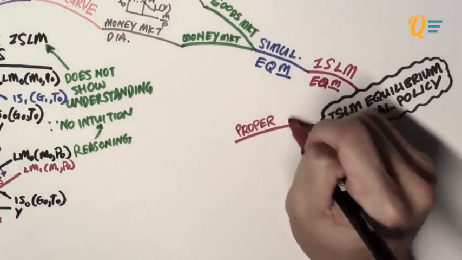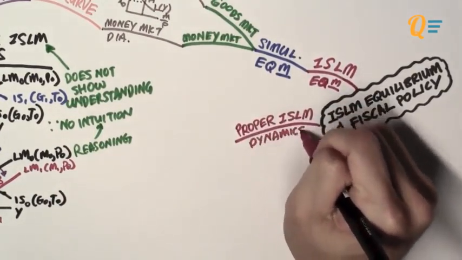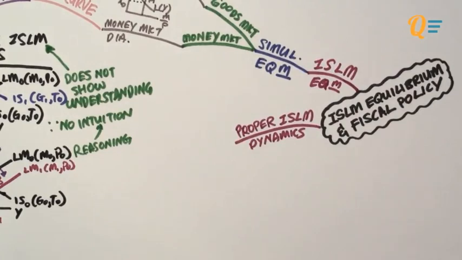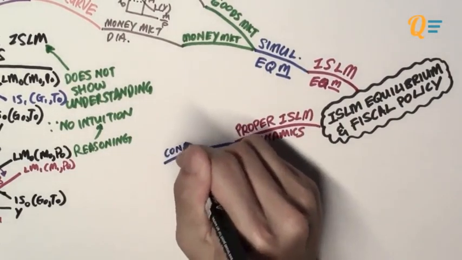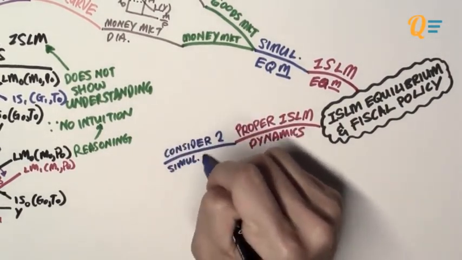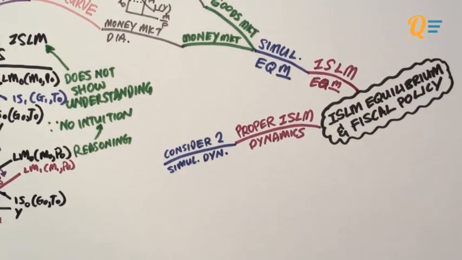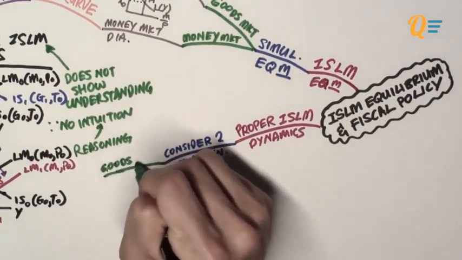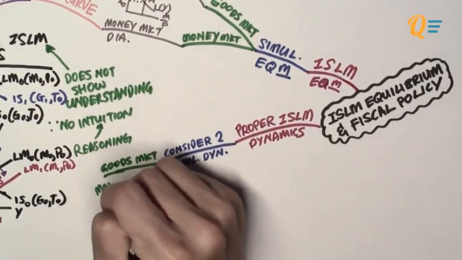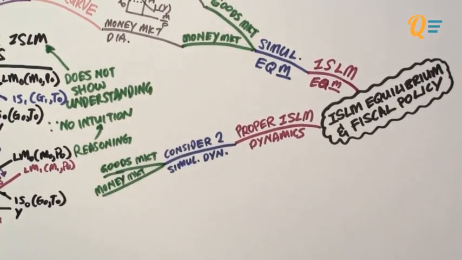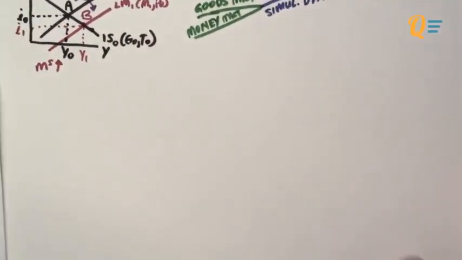So what we're going to go through now is the proper ISLM dynamics. In order to make sure you have proper analysis of the dynamics, you have to consider two simultaneous dynamics at the same time. The dynamics that are happening are in the goods market as well as your money market. So you need to consider these two markets when you're talking about how the economy moves from point A to point B.